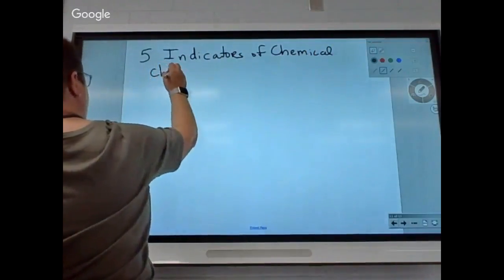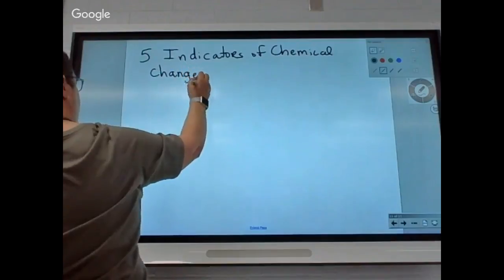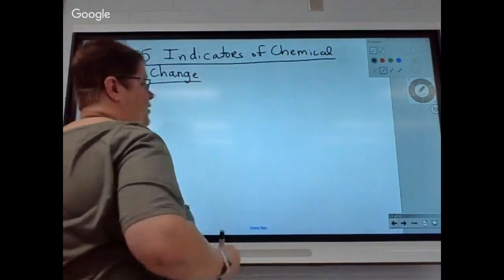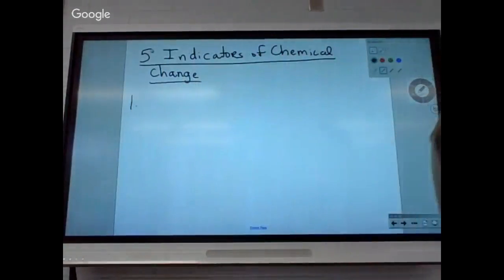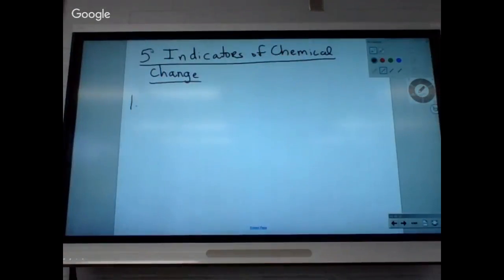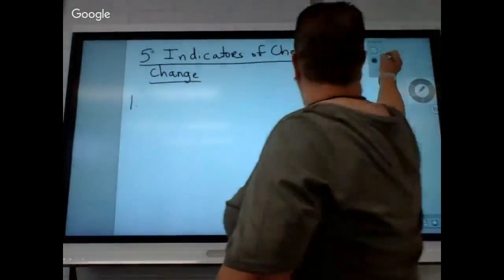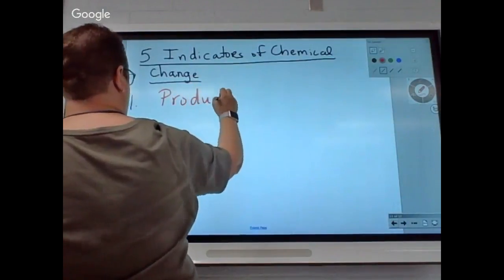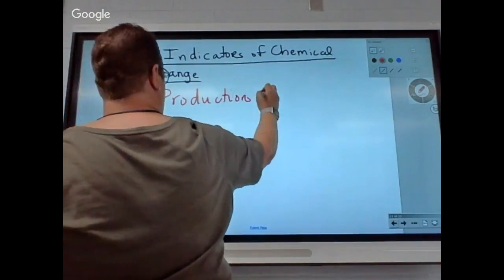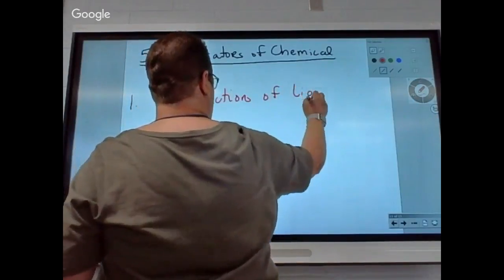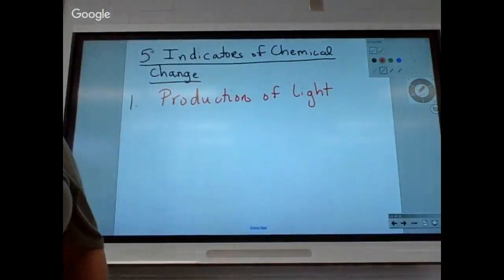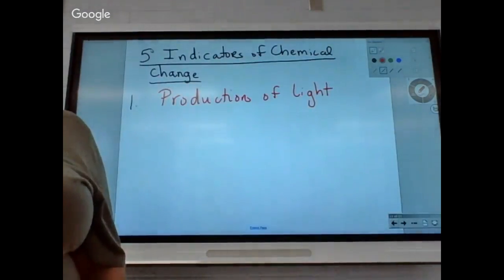There are 5 indicators of chemical change. And you have to see how many to know you have it? How many do you think you have to see? 1. All you got to have is 1. Okay? Number 1, the production of light. If you produce a big burst of bright light, you have a chemical change.